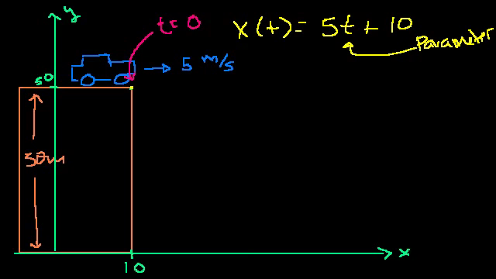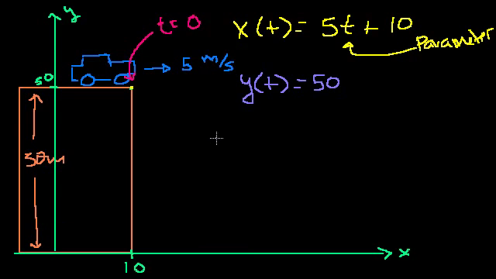So let's figure out what y is as a function of time. So y as a function of time, it's going to be equal to the initial y position, or y of 0, which is 50. We're 50 meters up in the air.